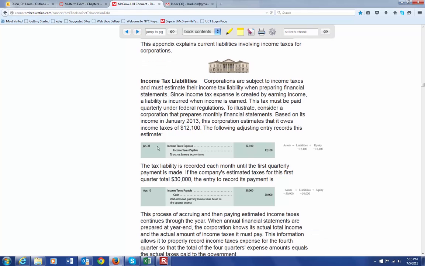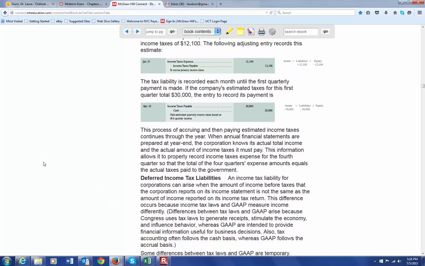It's pretty simple. Once you've calculated the amount of tax, you debit the expense account and you credit the liability account, the payable account. Then when you actually pay it, you debit the payable account and you credit cash. This explains a little bit about that.